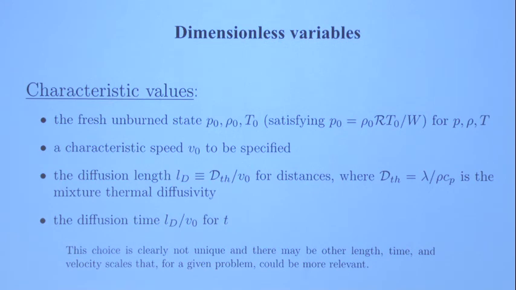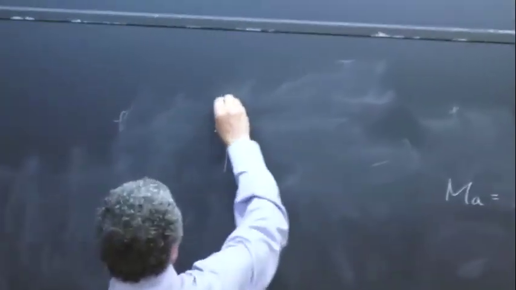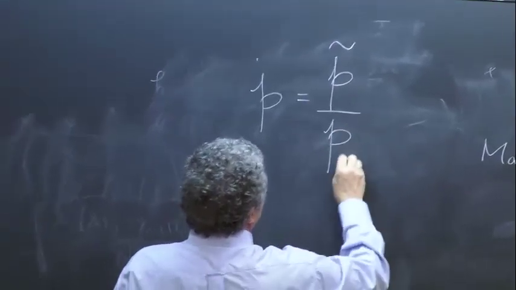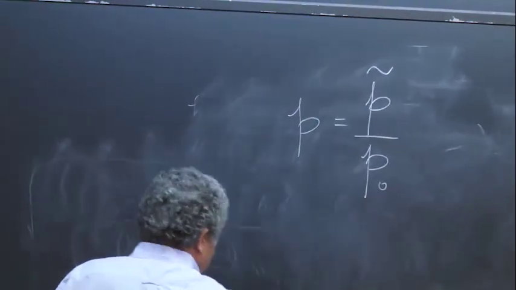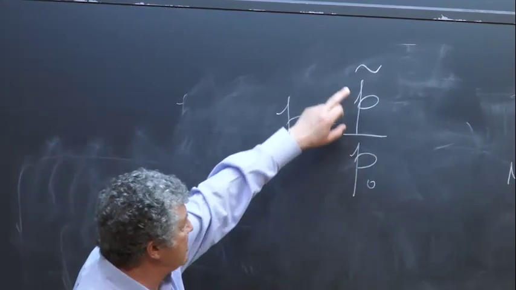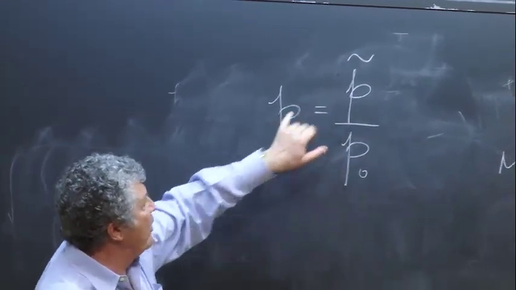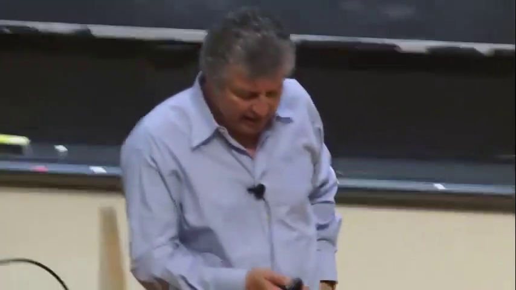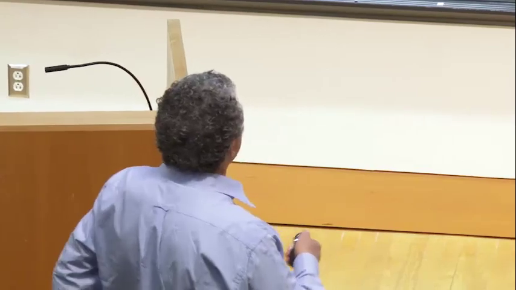When I say we choose, what I mean is that we write, let's say, P tilde is the dimensional quantity, so P is the dimensionless one. So we write everywhere P as P tilde over P naught. Same for all the other variables. I will use this notation also when I want to revert to dimensional quantities. I think I will use tilde in most of my slides.